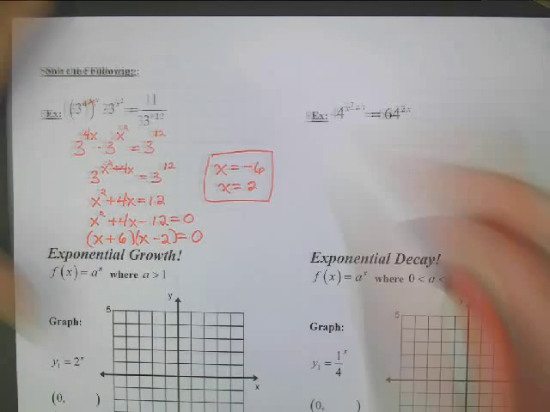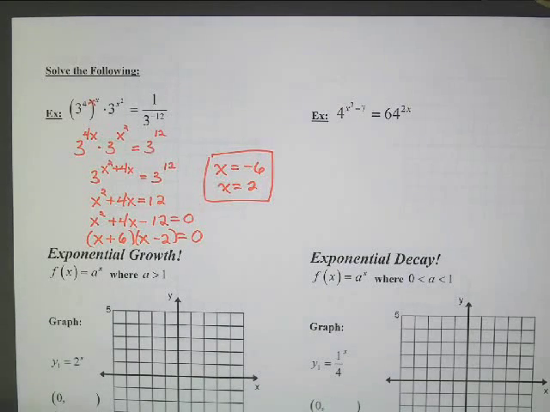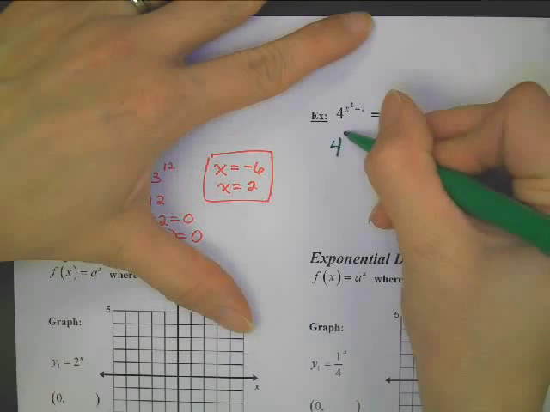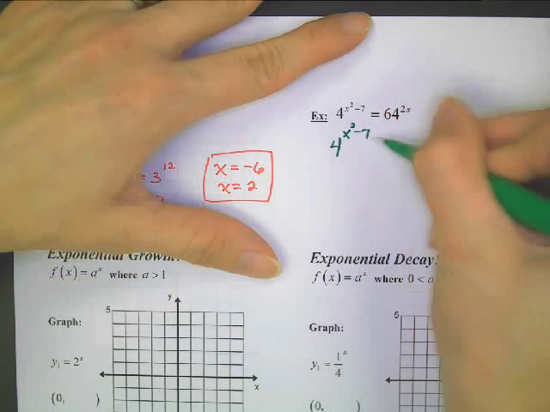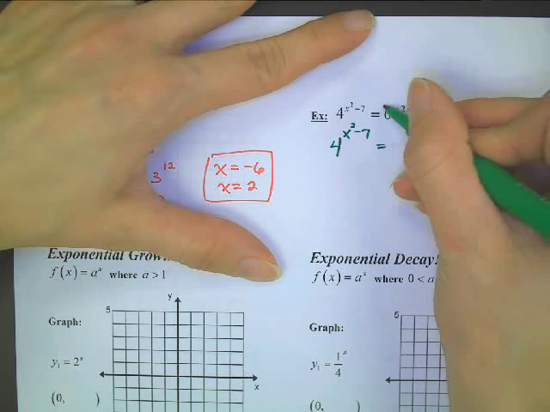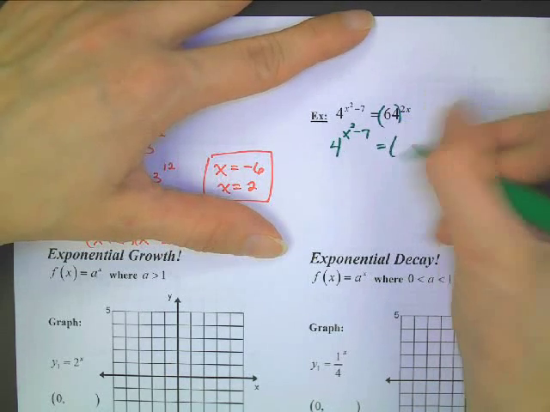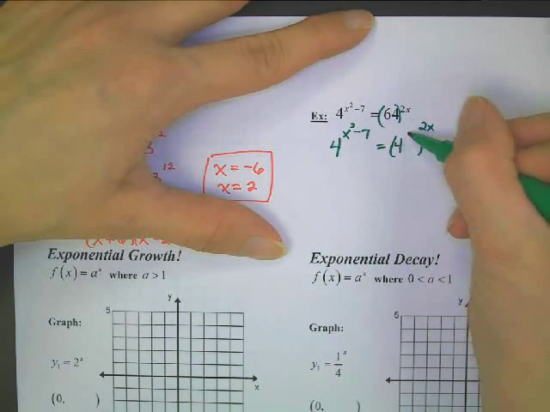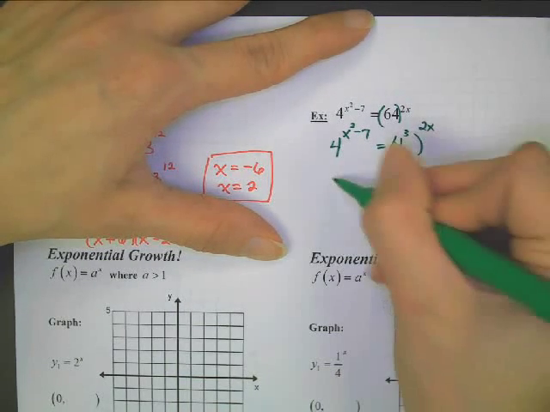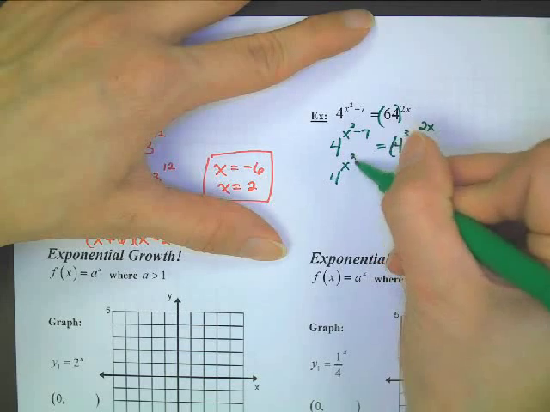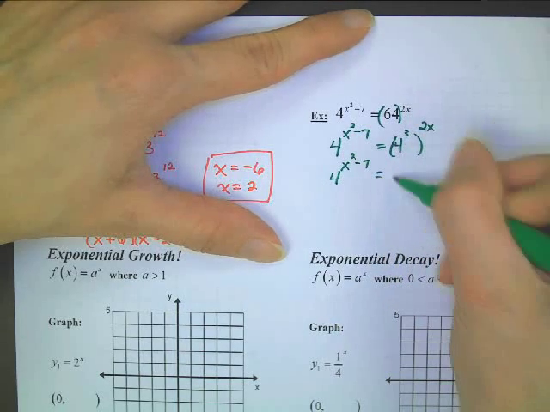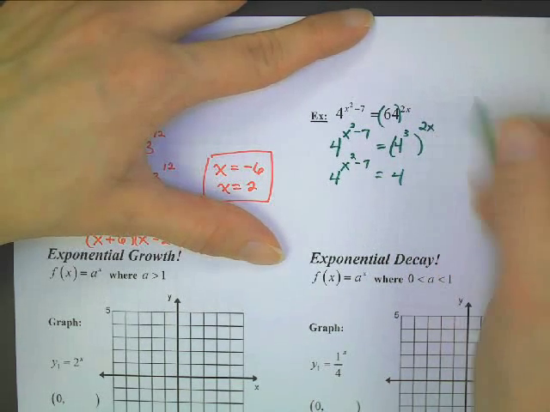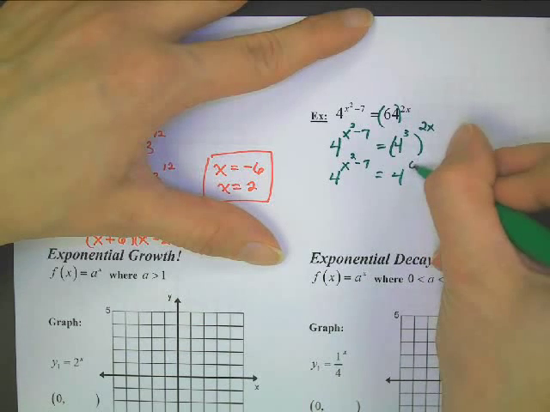Okay, we've got one more common base here. We're going to make a common base of 4. So we have a power of x squared minus 7. And here, let's put parentheses around the 64. Just isolate that for a second. 64 is 4 cubed. So let's see. We've got x squared minus 7. A power to a power, so powerful, you're going to multiply and make 6x.